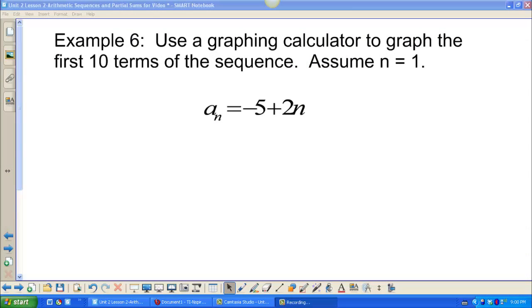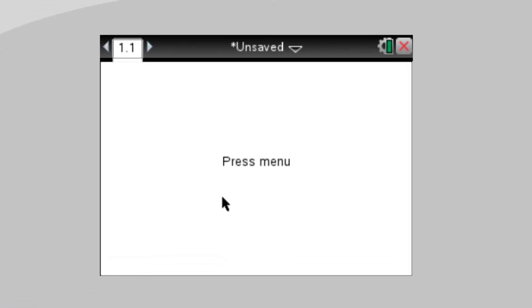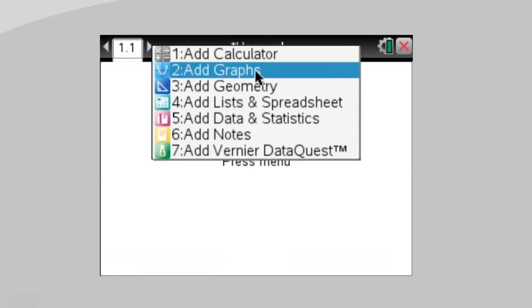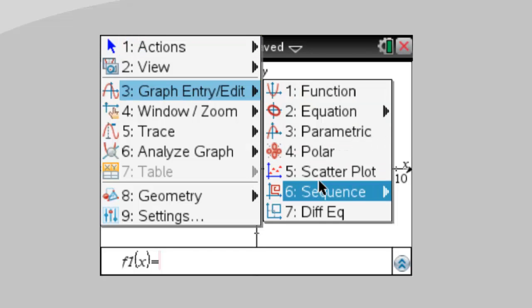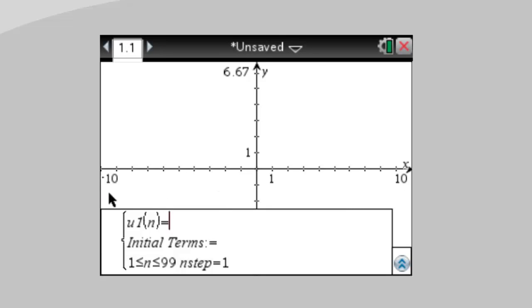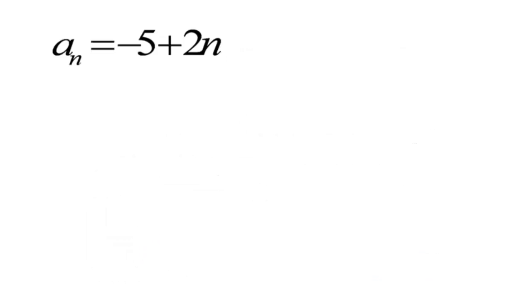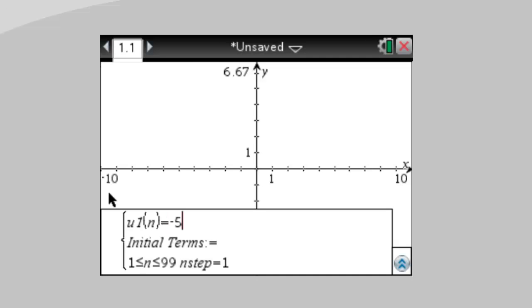For our last example, we're going to use a graphing calculator to graph the first 10 terms of the sequence, assuming n starts at 1. So we have a sub n equal to negative 5 plus 2n. So if I go to my calculator, press menu, we want to go to a graphs page. We want to switch the graph entry to sequence. And we're going to type in our function, negative 5 plus 2n. We're going to keep the initial terms blank, and we want each step to be 1.